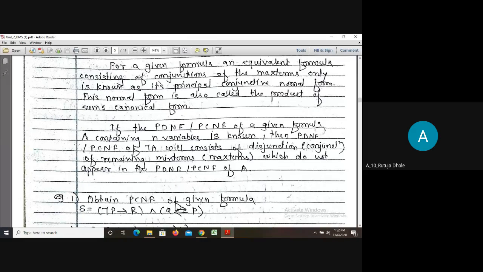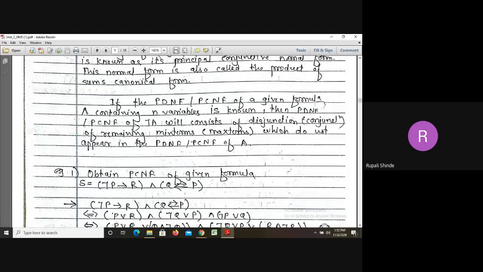For negation P implies R, negation P and R? No, just think about this conditional. I have to remove this conditional, so how? P or R? Yes, P or R, because after removal of the conditional we take negation of the first term and the second term as it is. So negation of negation P means what? P only. P or R.